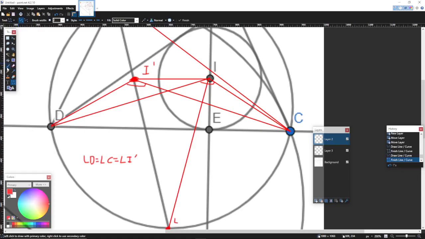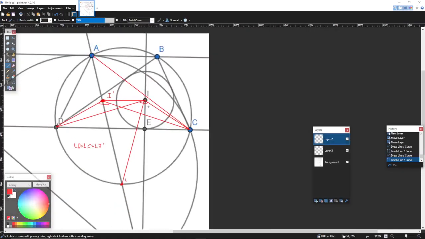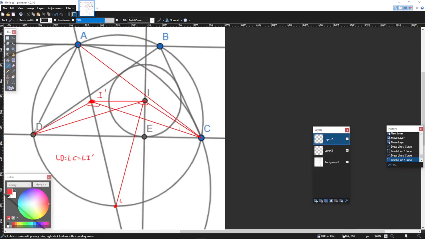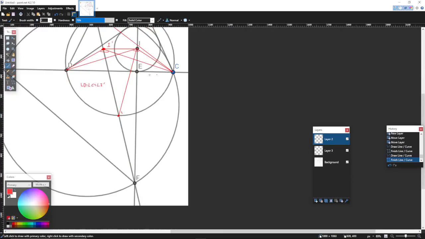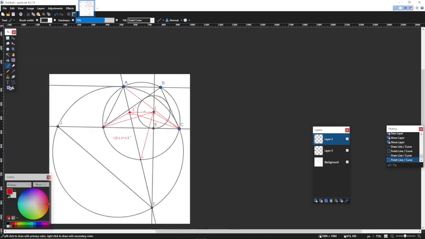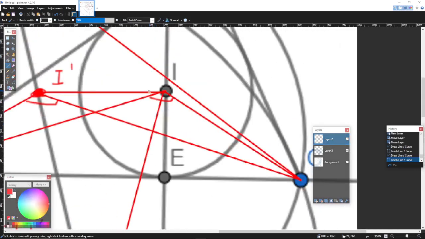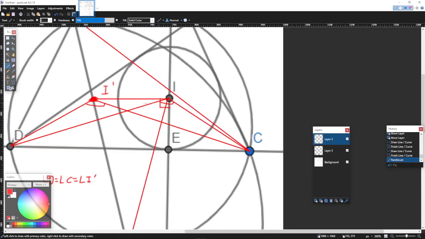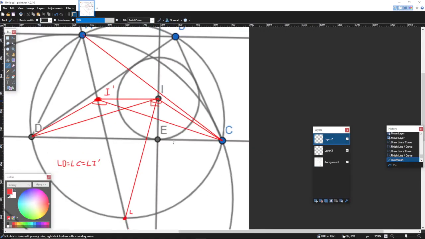Now, remember, another thing worth noting is that IE is perpendicular to CD, and remember, FE is perpendicular to CE. Because both of these are perpendicular to CD at the same point, I, E, and F are collinear. So what that allows us to say is that this angle here is a right angle, since we showed that I prime I is parallel to CD.